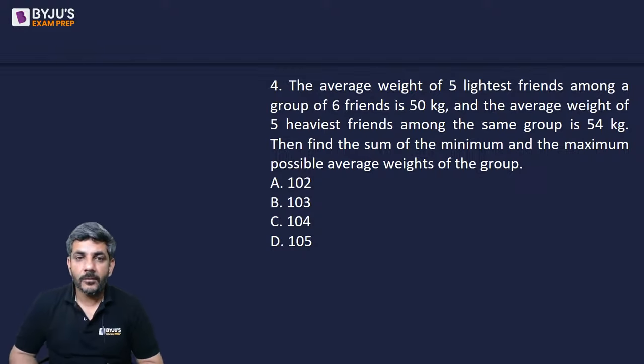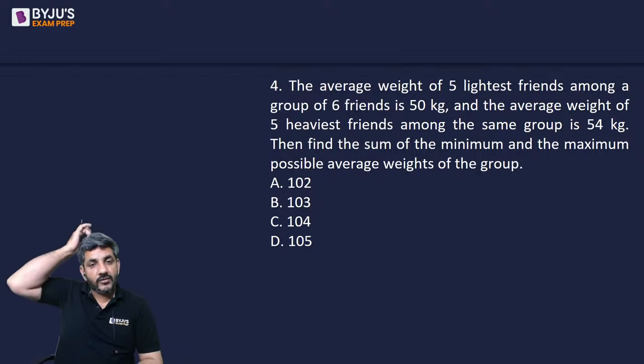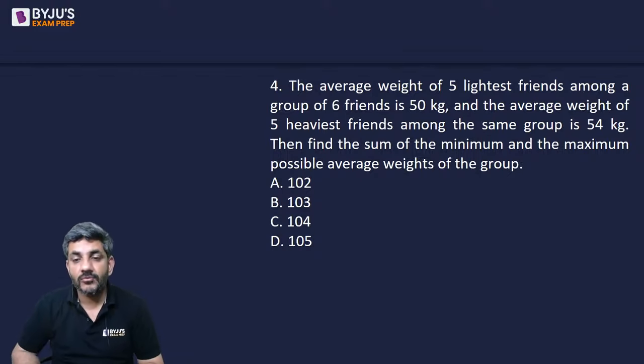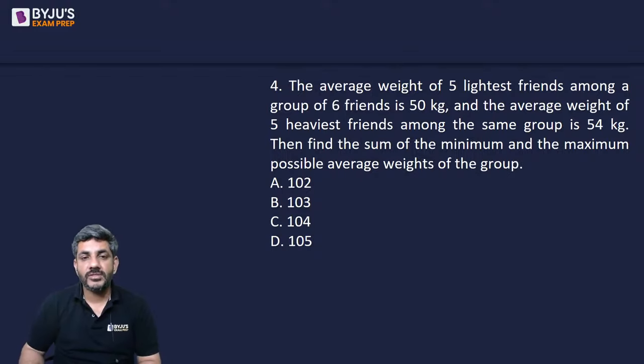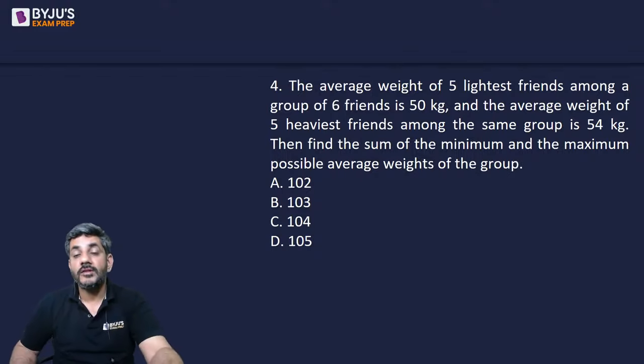Let us start doing it now. The average weight of 5 lightest friends among a group of 6 is 50, and the average weight of the 5 heaviest friends among the same group is 54. Find the sum of the minimum and maximum possible average weight of the group. Okay, let's start discussing it.